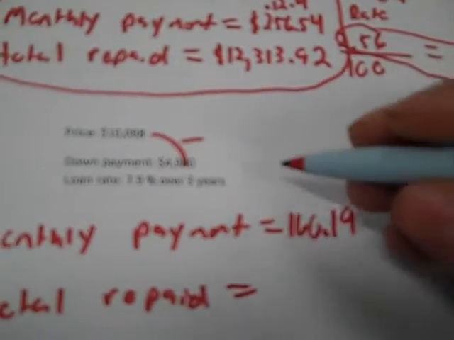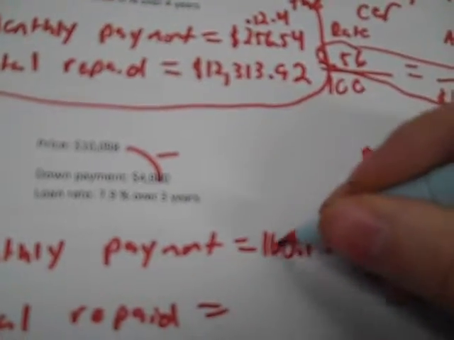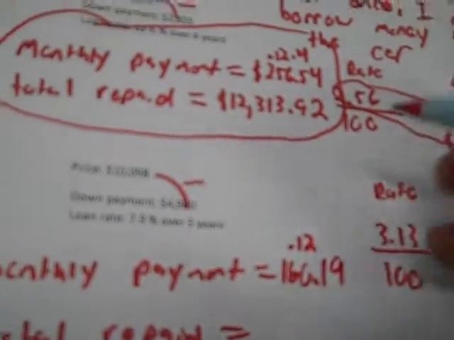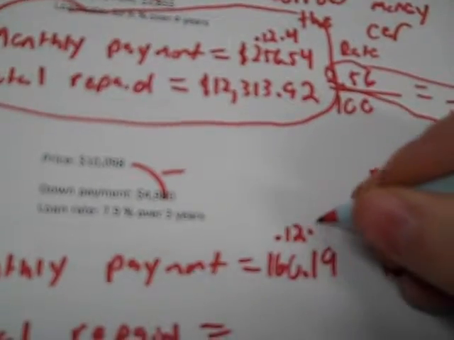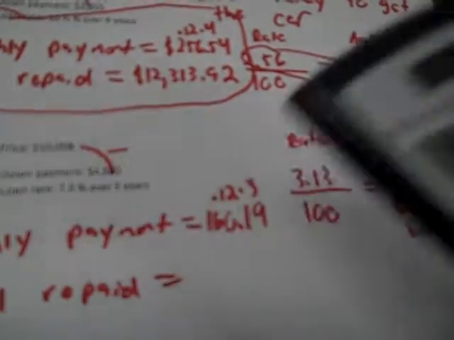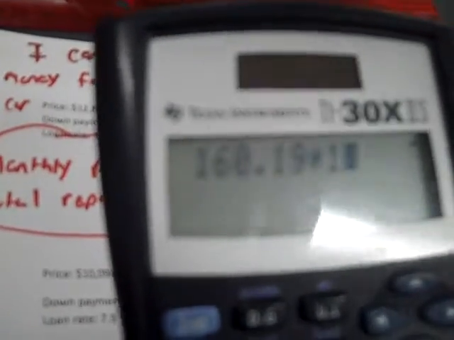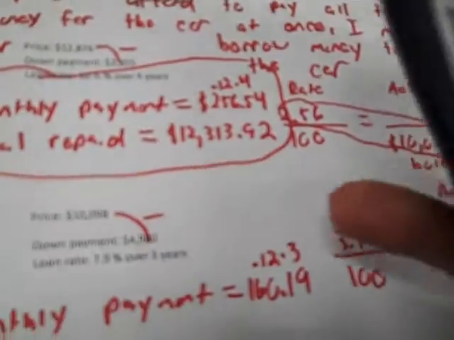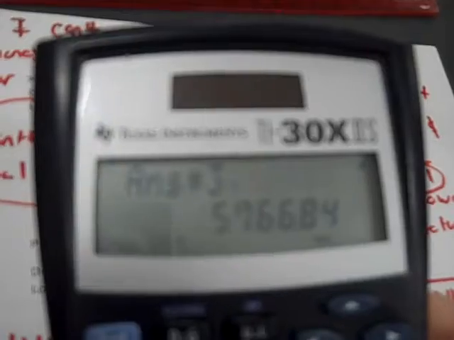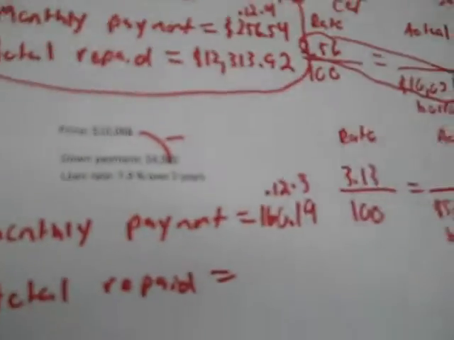Now you pay that every month, okay? Well, there's 12 months in a year, and then we have 3 years, so times 12 and times 3. Because when I times it by 12, that's how much I pay in a year. And then times 3, so $5,766.84.